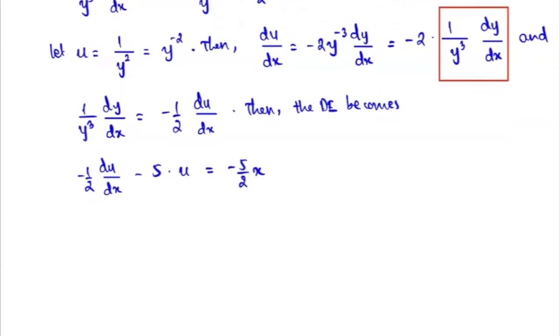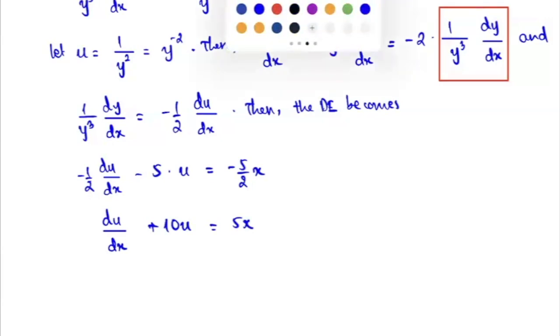Then you simplify further by multiplying both sides of this equation by -2. By doing so, you get du/dx plus 10u equal to 5x. And this is the transformed equation.